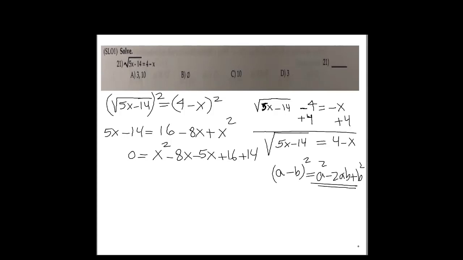So now I get to write this in standard form, a second order equation: x squared, and then I'm going to combine all the x's together, minus 8x minus 5x. Both of these are minus, so we need to add up. You have 8 plus 5, which gives you minus 13x. And then here we need to add the constants. You have 16 plus 14, which gives you 30, plus 30 equal to 0. So this is what you need to solve for x.